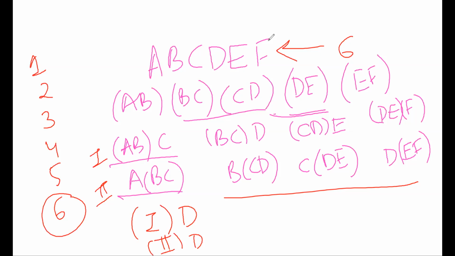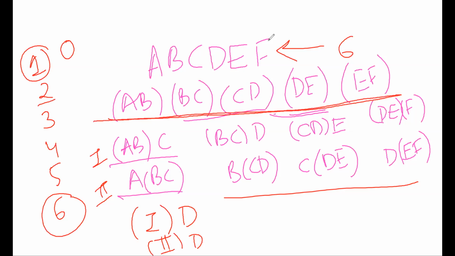This chain of length one is the individual matrix, the number of multiplications for that is zero. Chain of two is all these pairs. You need to know the number of multiplications for all the pairs. Once you have those values, you have to store them because you need to reference them later. Then you have to see chain of three.